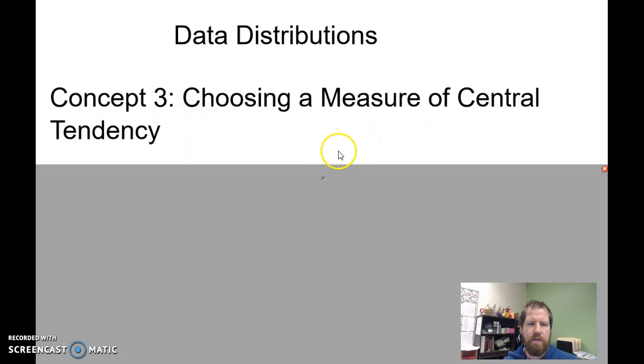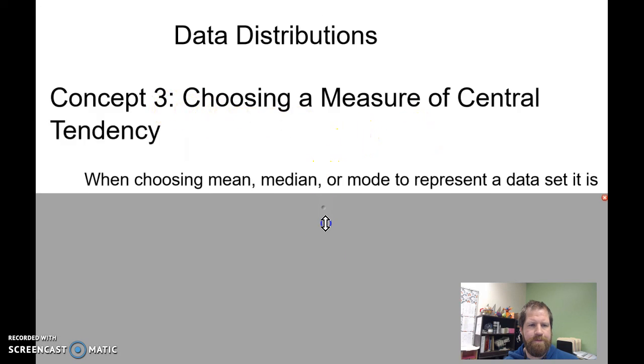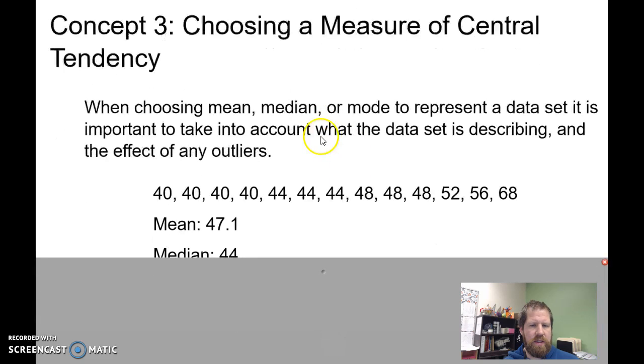Concept 3, choosing a measure of central tendency. Central tendency is going to be either your mean, median, or mode, and that's just the representation of your data that represents kind of the middle or the average. And you're going to choose one of these to represent your data set, the one that represents it best.